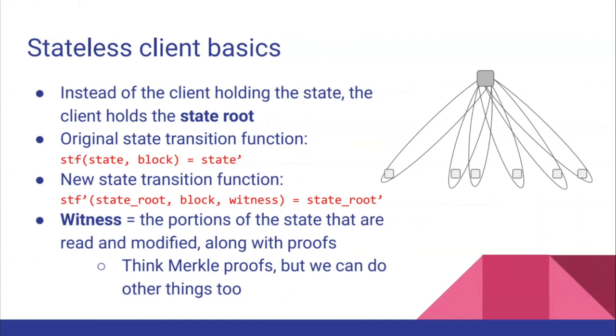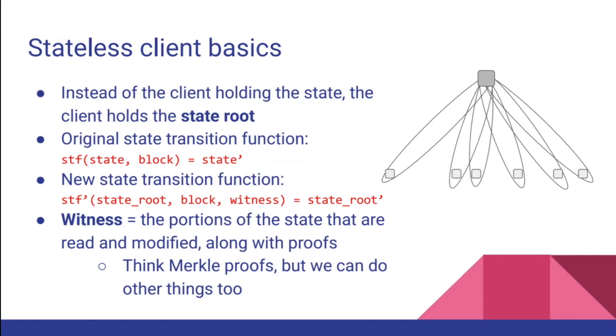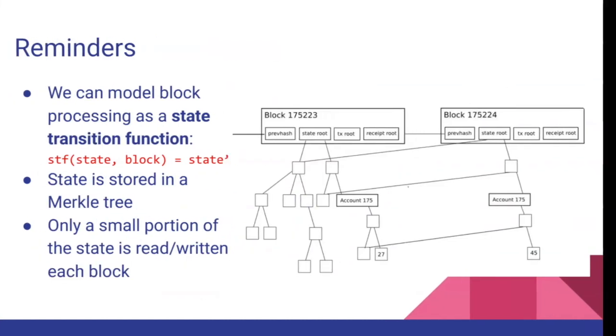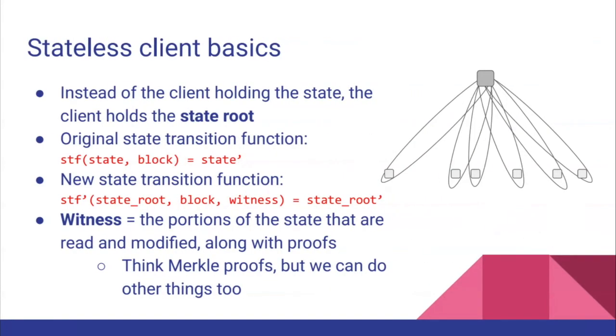The way a stateless client works is, instead of the client holding the state, the client just holds the state root, right? So the client just holds this 32-byte root hash. And the client doesn't even need to hold it explicitly, because if the client just has the block headers, the block headers all contain state roots anyway.